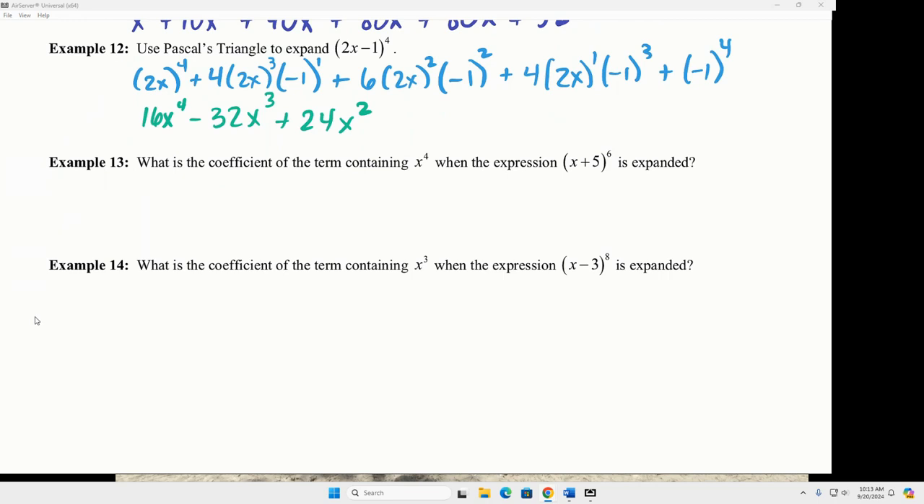Negative. So I feel like we've talked about that so much with our little sets of parentheses that you guys, that is something you are probably pretty good at. So this is really just 4 times 2 times negative 1. And then negative 1 to the 4th is just going to be positive 1.